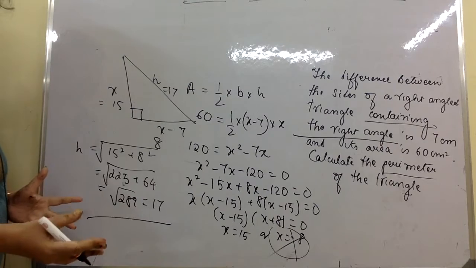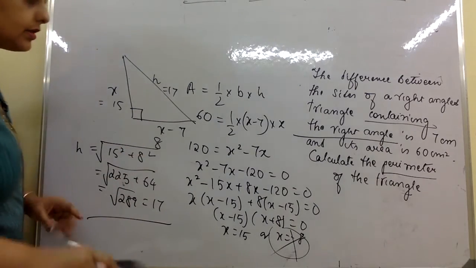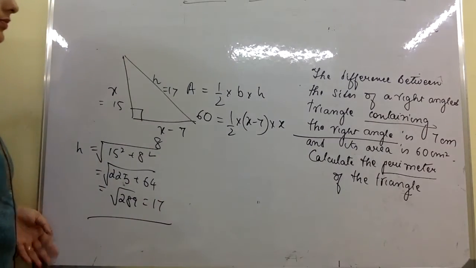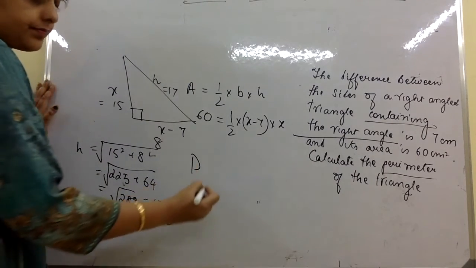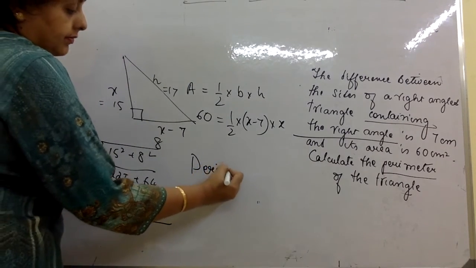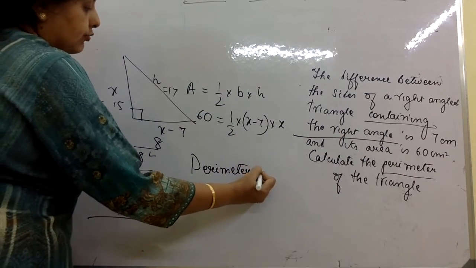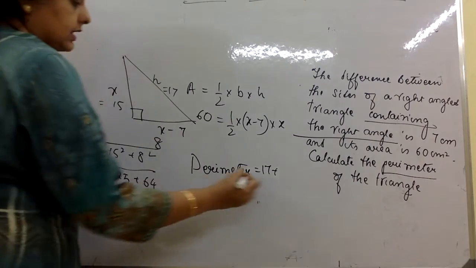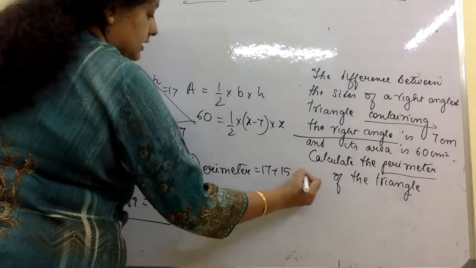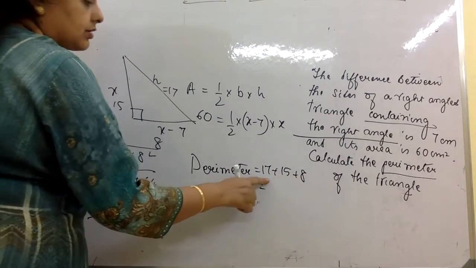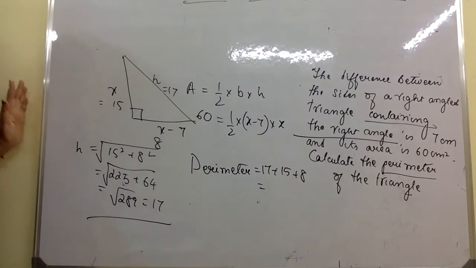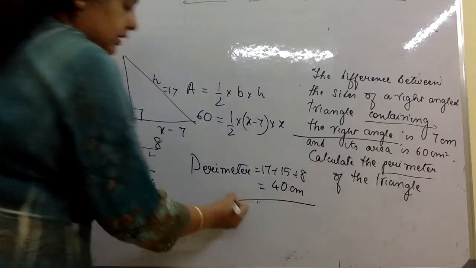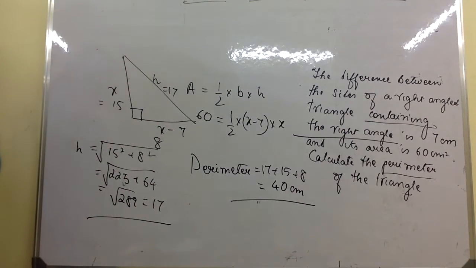Now how much is the perimeter in that case? The perimeter is equal to 17 plus, this side is 15, this side is 8, right? 15 plus 8, so how much is it? This is 23 and this 17 makes it 40. So this is 40 centimeters. Perimeter is 40 centimeters.